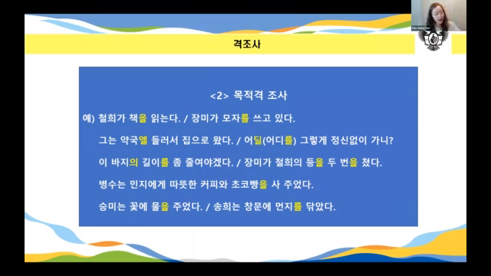철이가 책을 읽는다. 장미가 모자를 쓰고 있다. 그는 약국에 들러서 집으로 갔다. 집으로 왔다. 어디를 그렇게 정신없이 가니? 이 바지의 길이를 좀 줄여야겠다. 장미가 철이의 등을 두 번 쳤다. 병수는 민지에게 따뜻한 커피와 초코빵을 사주었다. 승미는 꽃에 물을 주었다. 송이는 창문의 먼지를 닦았다.